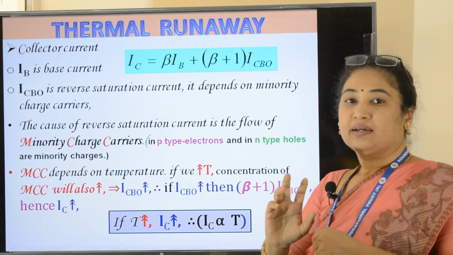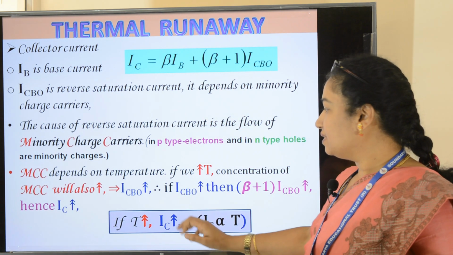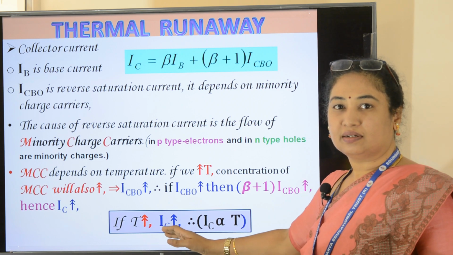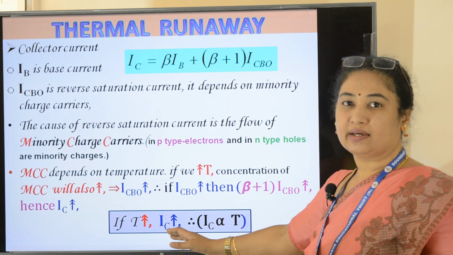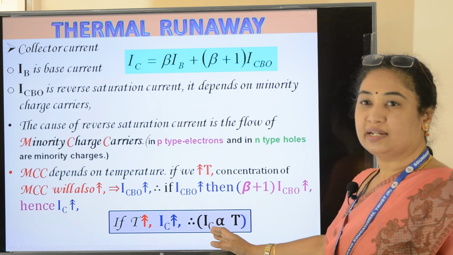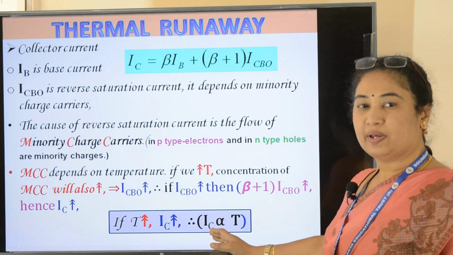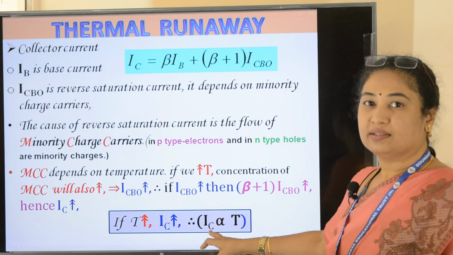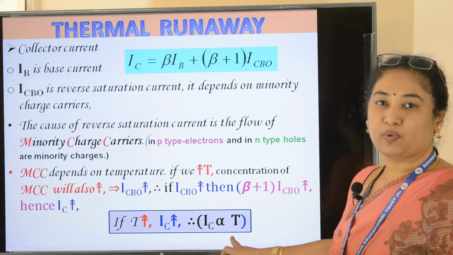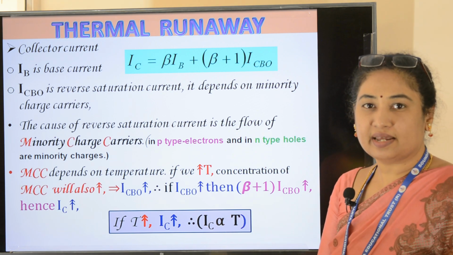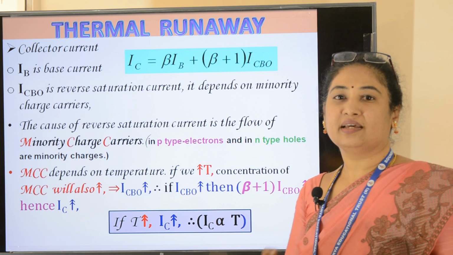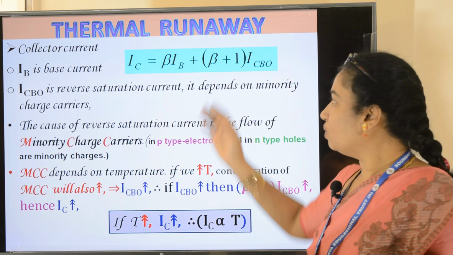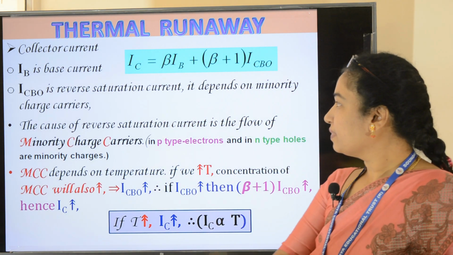So we can say that as the temperature increases, the collector current also will increase because of the increase in ICBO. We can see that the collector current is directly proportional to temperature. As temperature increases, the leakage current increases. As the leakage current increases, the total collector current will increase.